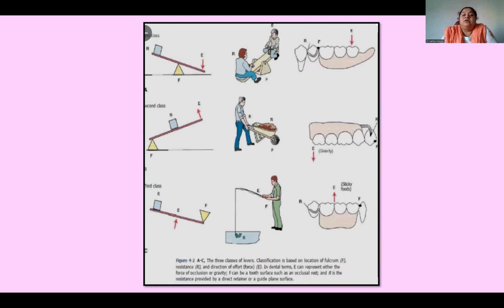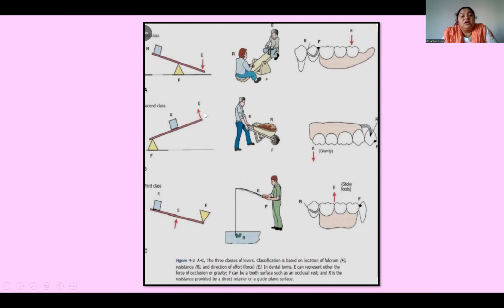See class 1 lever, how it is there. Fulcrum classification is based on the location of the fulcrum. Okay, I just wanted to point my cursor. Class 1, the fulcrum will be in the middle, with effort and resistance on either side. It's very good. Class 2, effort is away from resistance and from the fulcrum line. See the wheelbarrow, how it is.